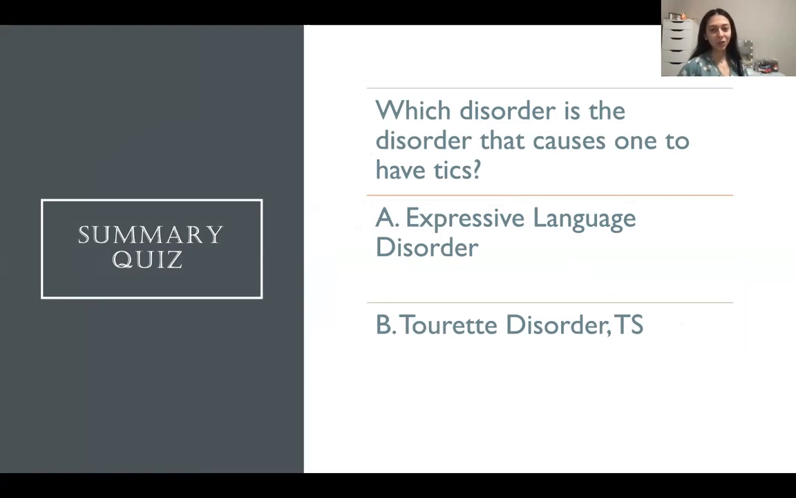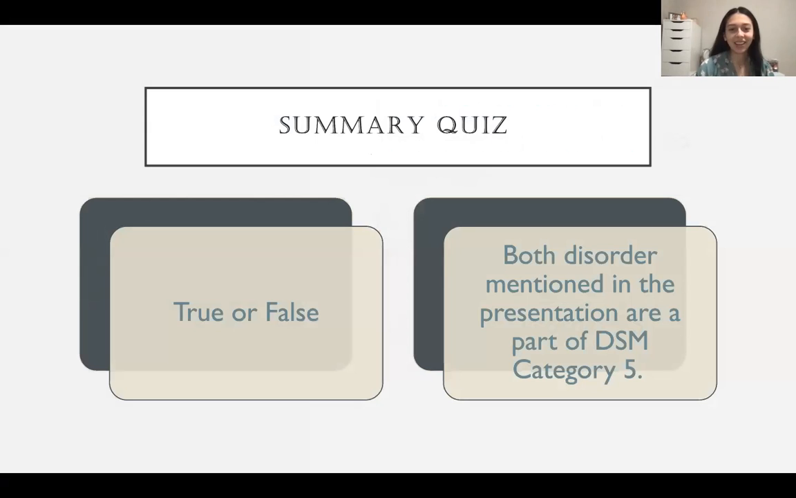So the first question is, which disorder causes tics? We all know that is Tourette disorder. Pretty sure you guys got that already. A true or false question. I wanted to put a true or false question into this PowerPoint because personally, I like true or false questions. It's just very good to know. It's like facts that you knew or you didn't know. So, true or false, both disorders mentioned in the presentation are a part of DSM category 5. That is true.